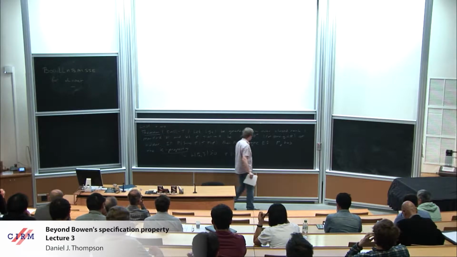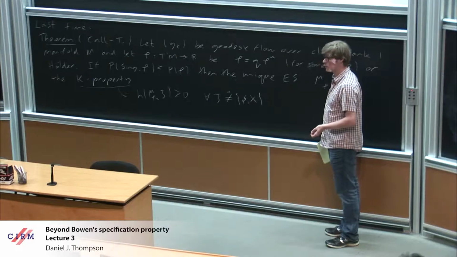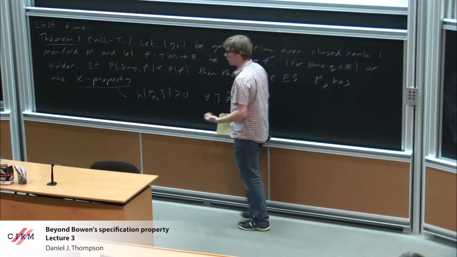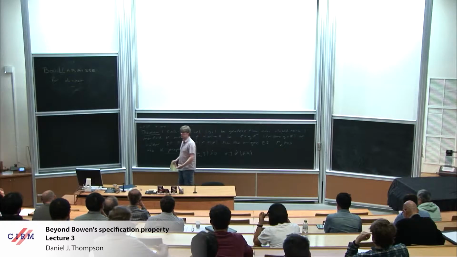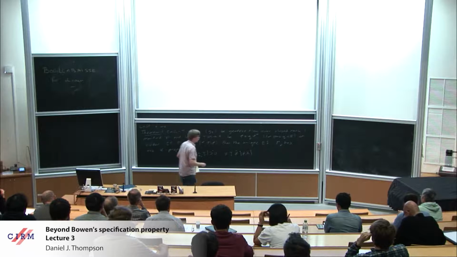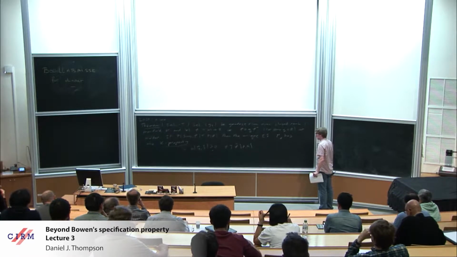Another reformulation of this is that the K property means that the system has a trivial Pinsker sigma algebra. The Pinsker sigma algebra is essentially the largest zero entropy partition. Okay, so what's behind this theorem? I gave some hints last time.